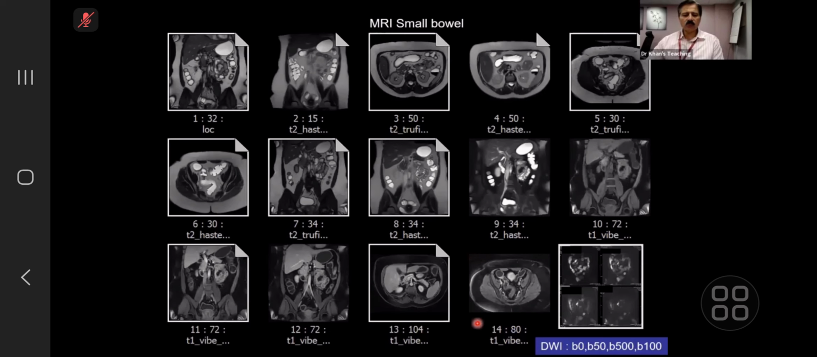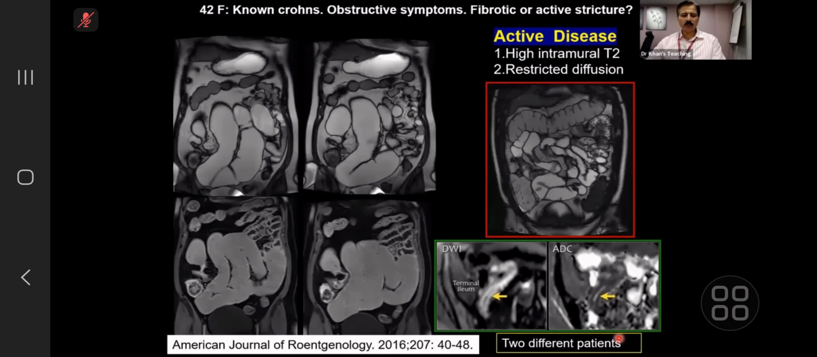A key sequence for you to remember, which is a Viva case, is the DWI. In DWI, what we do is that we do 4 kinds of DWI. This is B0, so the B value is 0, B50, B500, B1000. There is a bit of typo here, so this is B1000. Please remember that there is no hard and fast rule, and various departments use their own parameters. But this will give you an idea. You are increasing the B value. That is the main point.